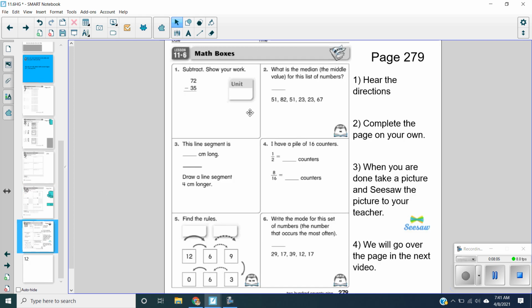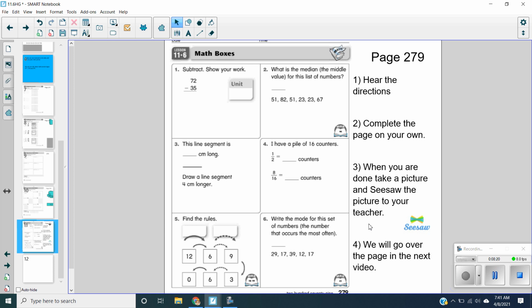Our math box page today is 279. I'll talk about the directions and I'll ask that you complete this page on your own. When you're all done, if you can take a picture and add the picture to Seesaw for your classroom teacher, we will go over this page in our next video.